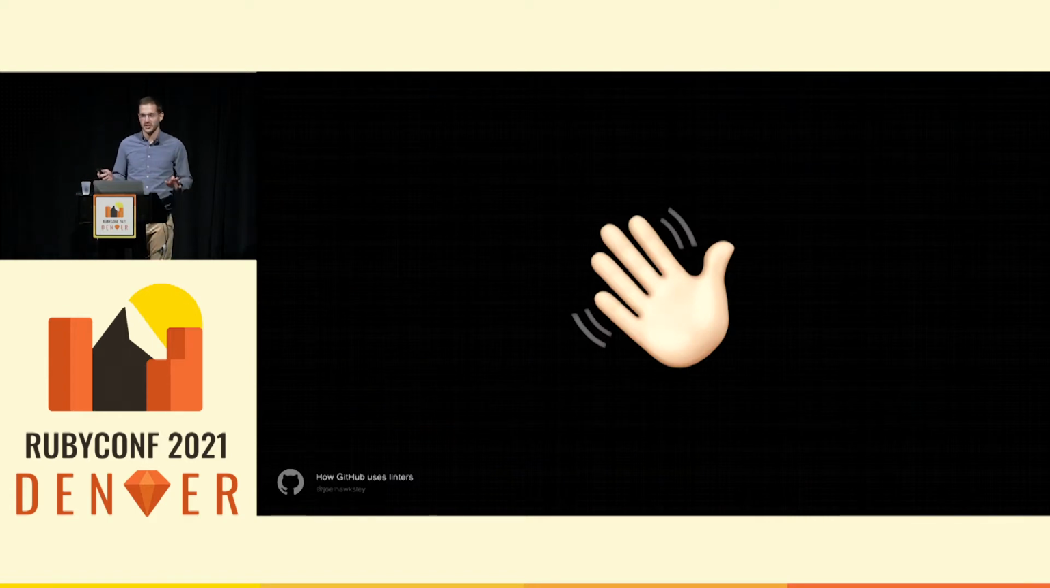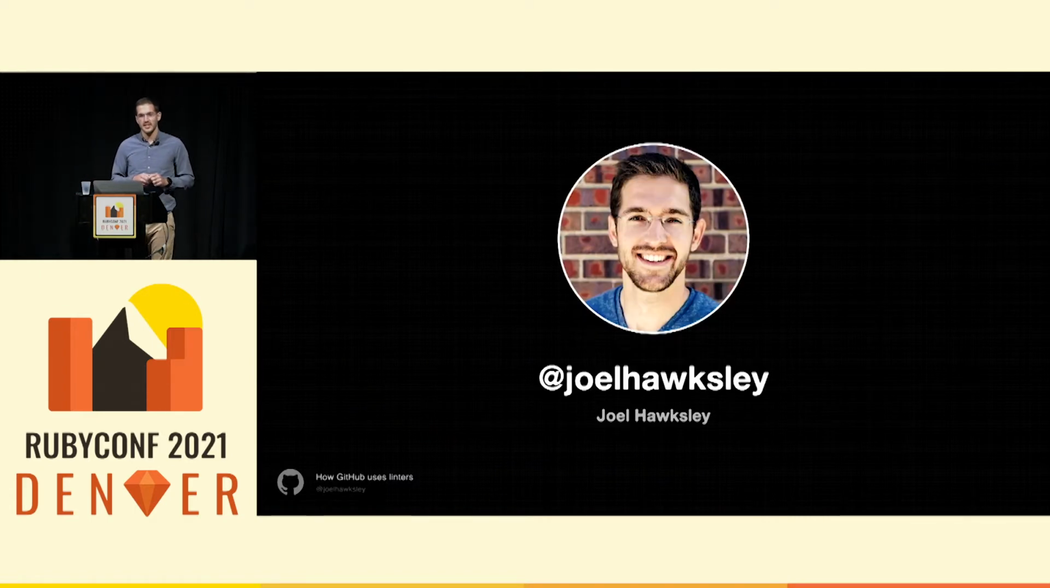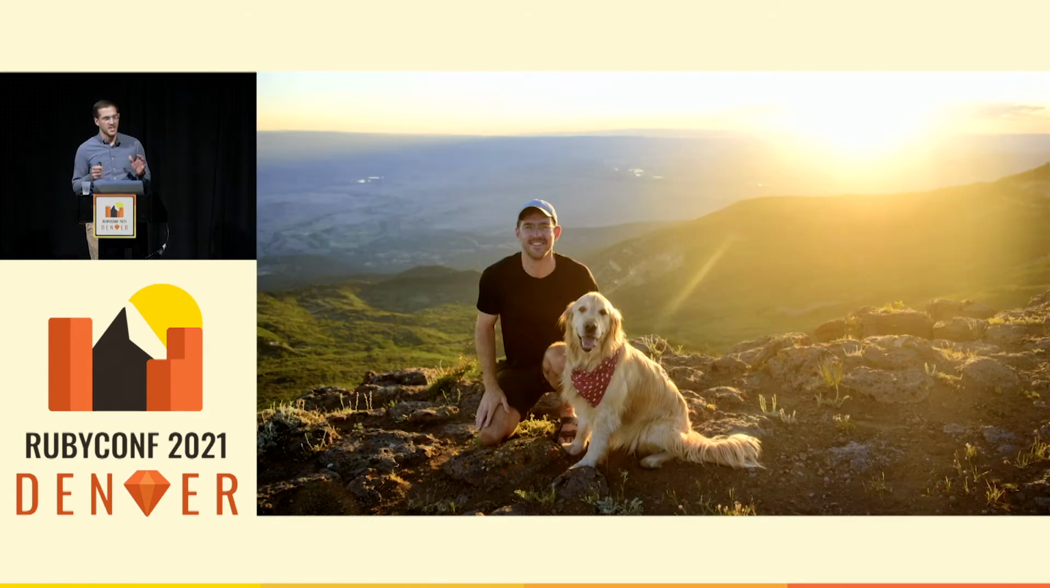But first, quick introduction. My name's Joel. I live just outside of Boulder, so actually very close to where we are right now. As a Colorado resident, I'm required to show you a picture of me and my dog on top of a mountain. So this is my lovely golden retriever, Captain, and I on top of the Grand Mesa out on the western slope of Colorado. If you have a little bit more time while you're here in Colorado, I highly recommend a trip out there. It's absolutely beautiful.